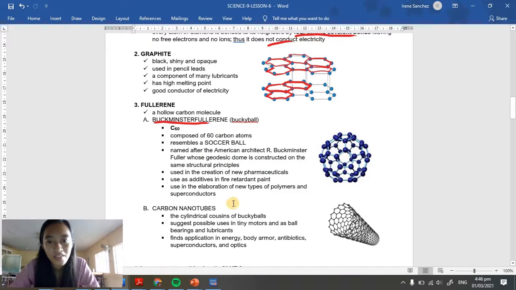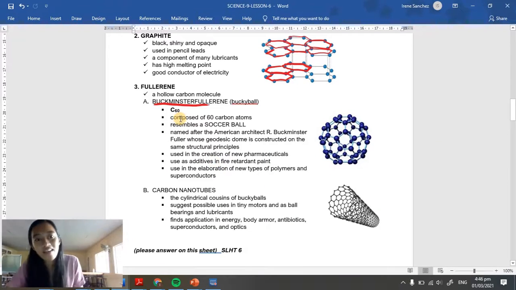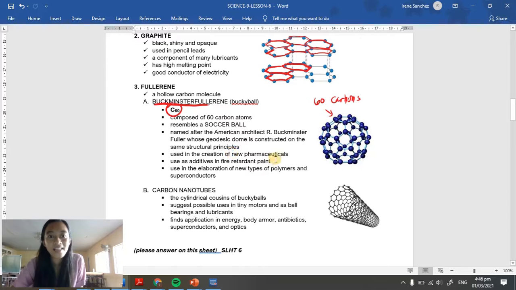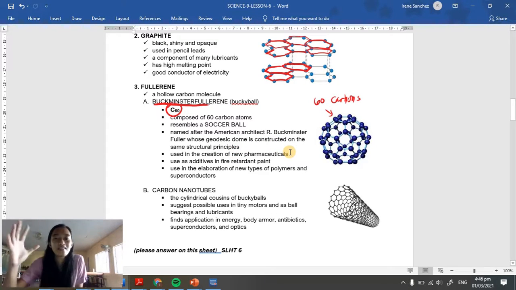Okay, next. You can just read here. It is C60, meaning 60 carbons, so that it can form a ball. Named after the architect R. Buckminster Fuller, whose geodesic dome is constructed on the same structural principle. It forms a dome using a similar pattern.